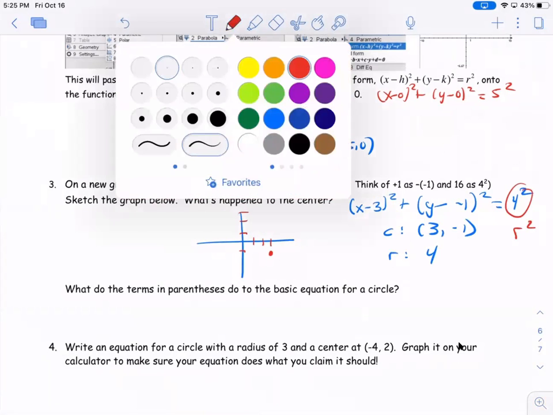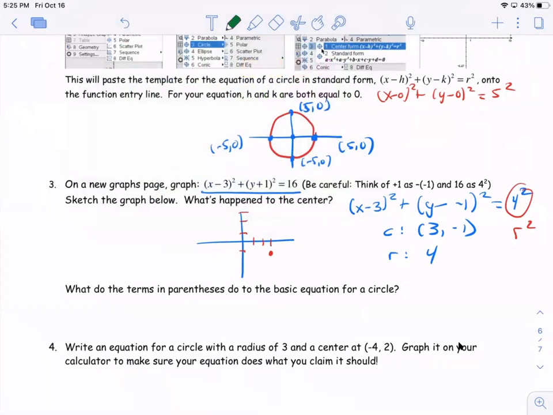So that means we move up 4 and down 4, left 4 and right 4 from the center. So if I count up 4, 1, 2, 3, 4, this point up here is going to be (3, 3). I'm going to count down 4, 2, 3, 4. That point's going to be (3, -5). I'm going to count right 4. So I was at 3, so I have to go to 4, 5, 6, 7. So this is (7, -1), and left 4, 1, 2, 3, 4. So this point is at (-1, -1).